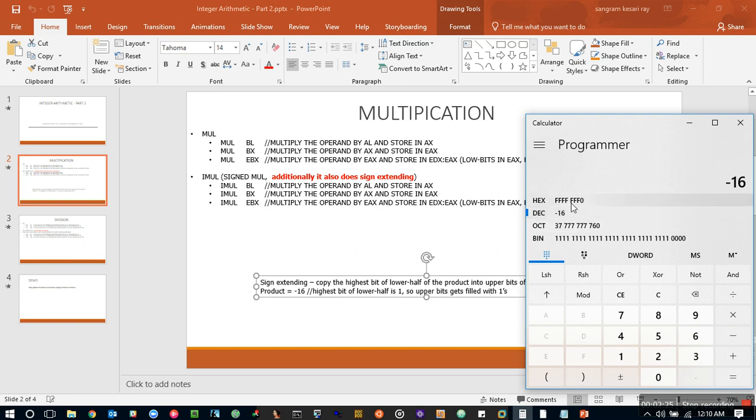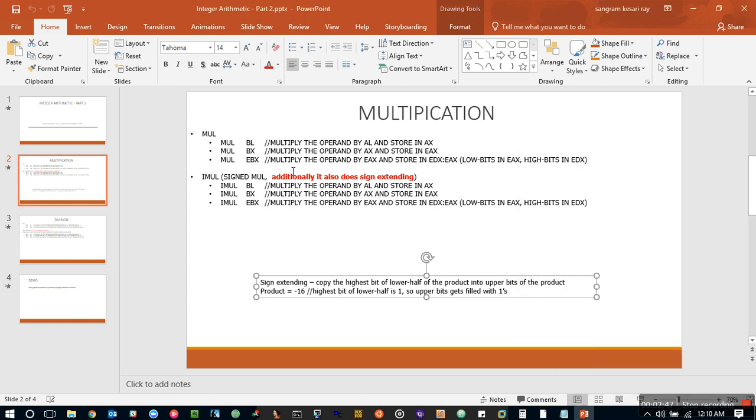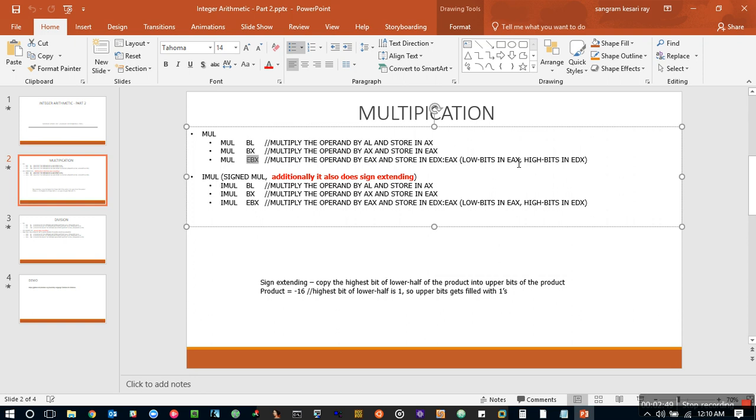So the lower bits of the lower half, this is the lower part, FF0. If you can see over here 1 2 3 4, the 1 would be the highest bit of the lower half. So the upper bits get filled with 1. It means this F over here. So suppose we are doing this multiplication by EBX, this EDX register would be filled with F. We would see that demo.